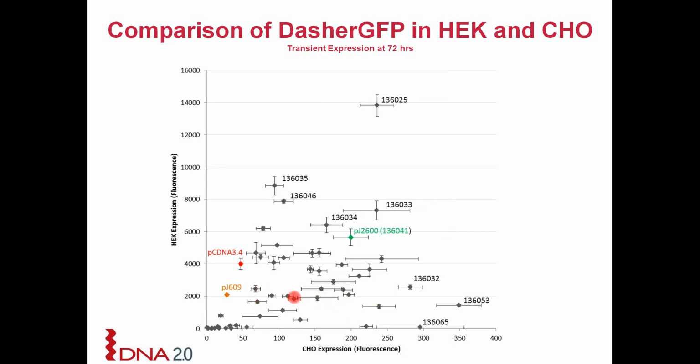I also have marked here 3 vectors of importance. So PJ609 and pcDNA 3.4 have typically been used as the workhorses and industry standard for HEK and CHO expression. As you can see here, through design of experiment in our projects, we've been able to identify a large number of vectors that express at higher levels. A lot of these vectors are available as catalog items. Here's one vector that performs very well in HEK and CHO transient that's also available.